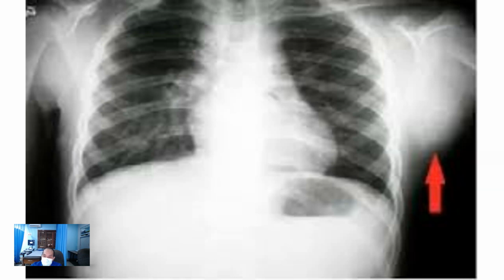And this also indicates abnormal soft tissue. We have a confirmed lymphoma in the left axilla.